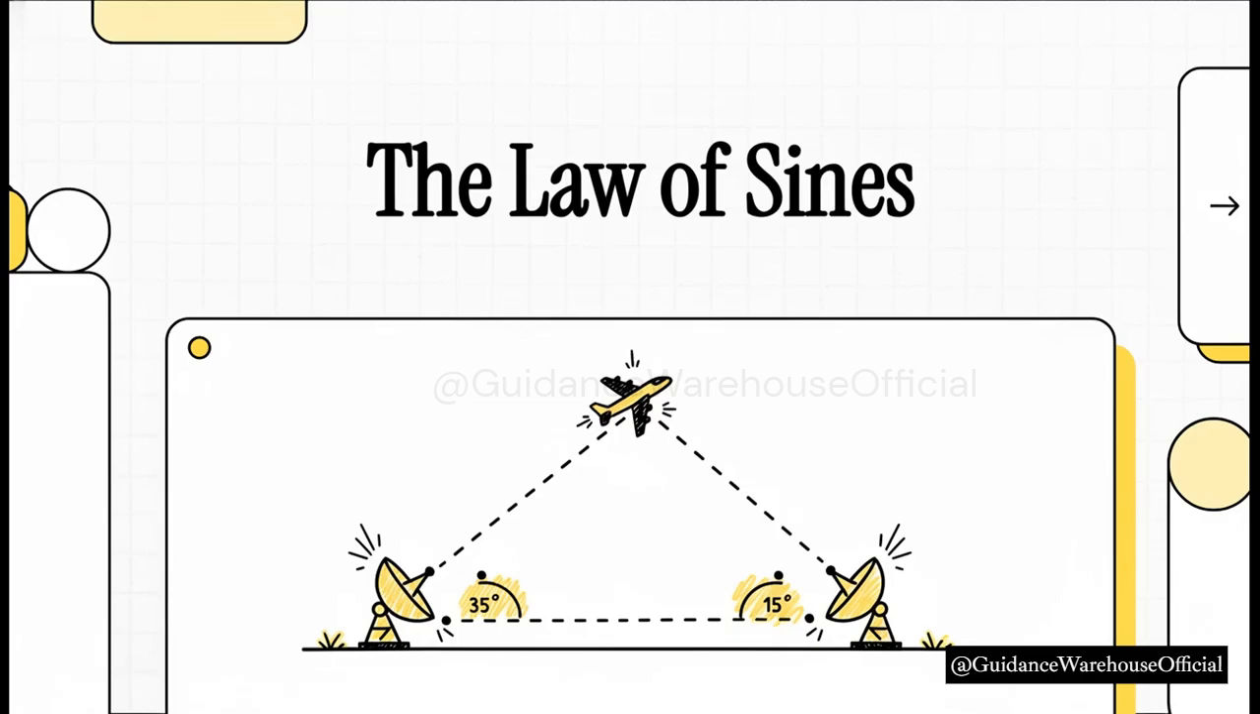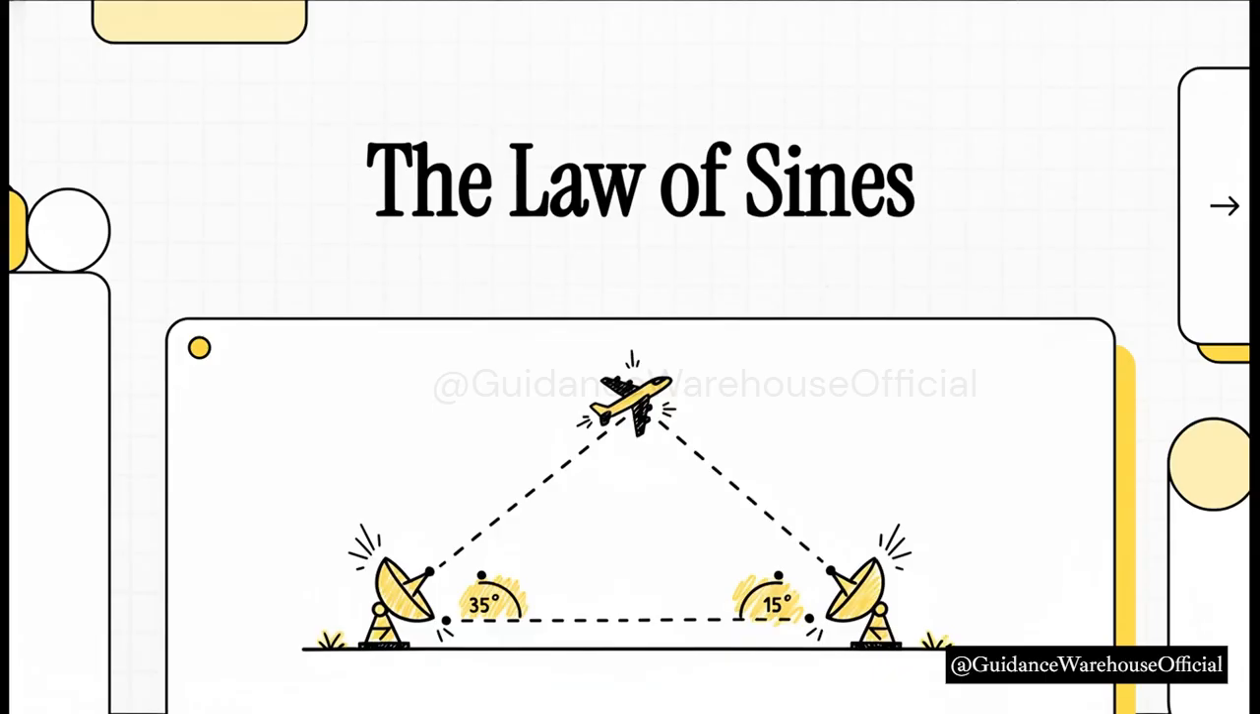Picture this. You've got two radar stations sitting exactly 20 miles apart on the ground. Suddenly, they both detect an aircraft flying somewhere in the sky right between them. Station A measures an angle of elevation of 35 degrees to the plane. Station B measures 15 degrees. Sounds like a simple textbook problem, right? You just use some basic trigonometry to find the height of the plane.